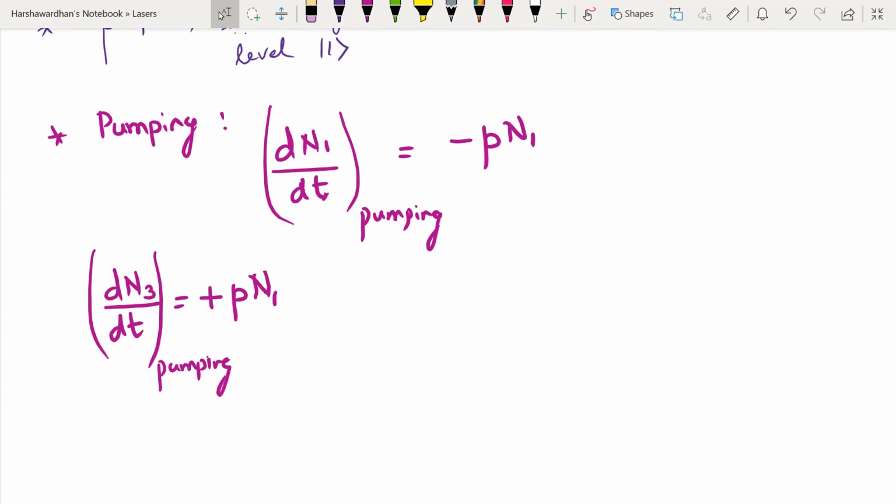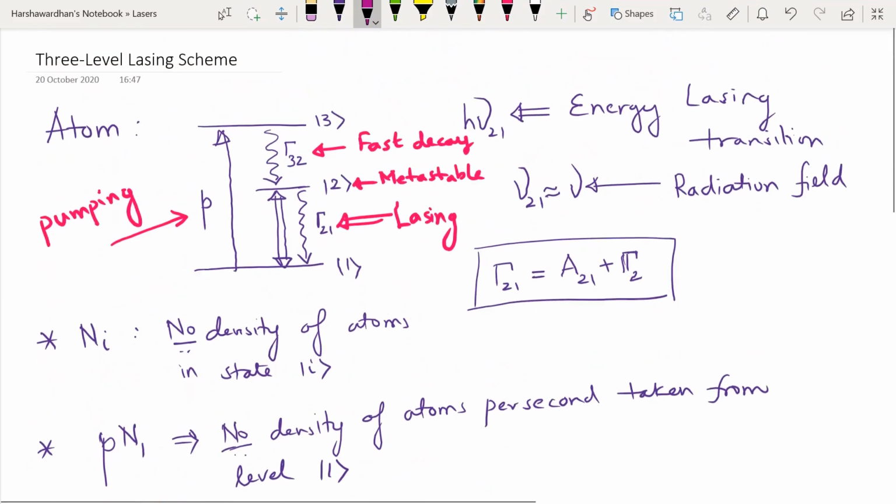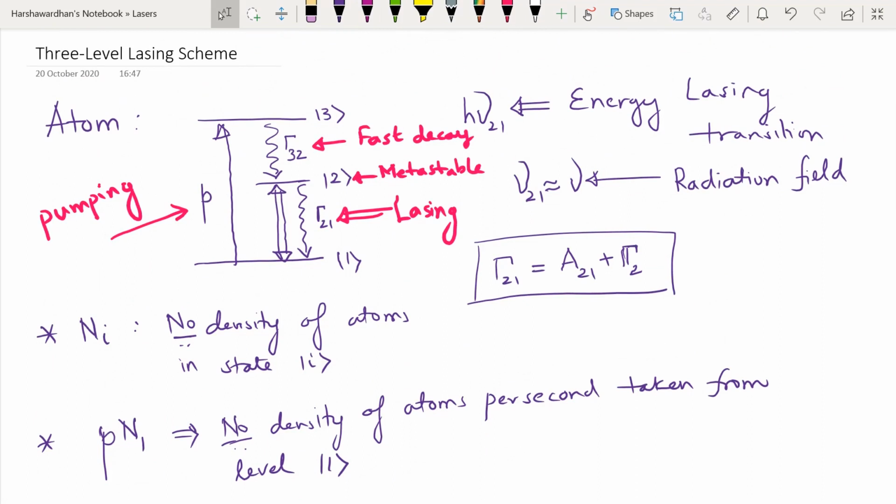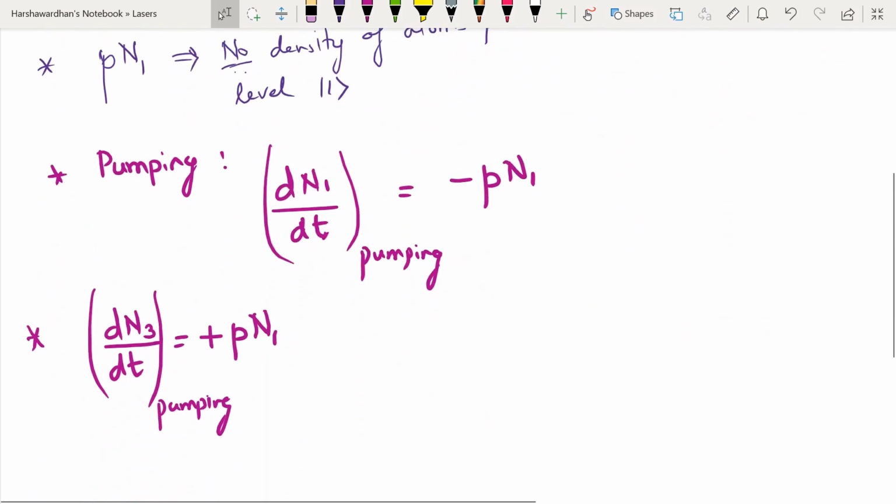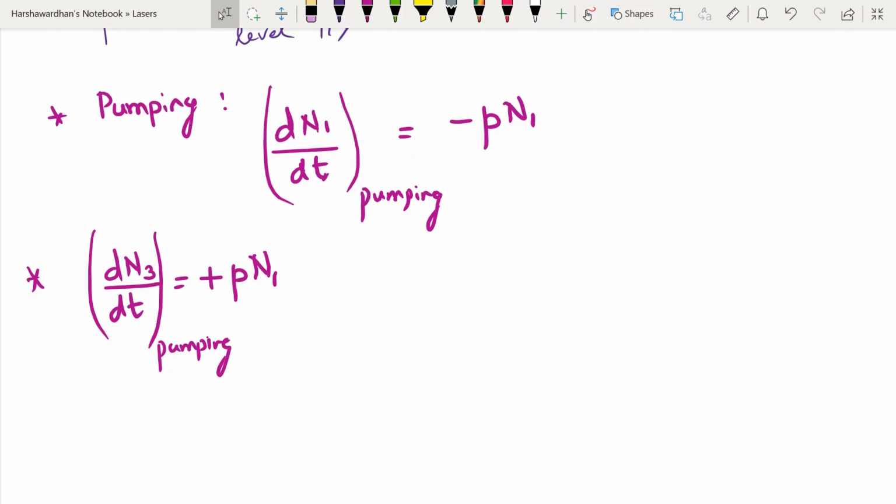Now, my claim is the following. I'm making a few approximations, and that the decay from level 3 to 2 is extremely fast. That would mean hardly any population would stay in the level 3. Most of the population will be quickly, the moment it reaches 3, dumped back into the metastable state 2, which is the excited state of the lasing transition, right? The metastable state 2.